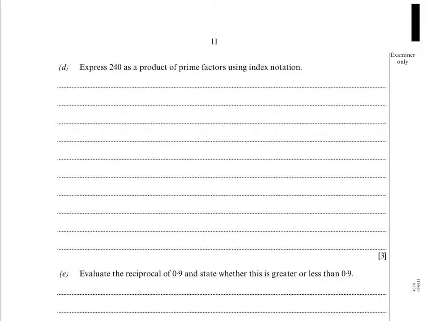Okay, I need to express here 240 as a product of prime factors using index notation. So there's a couple of ways I could do this. I could do it like this and say that at the start I've got 240. Now what I'm going to do is divide it by 2 to get 120.